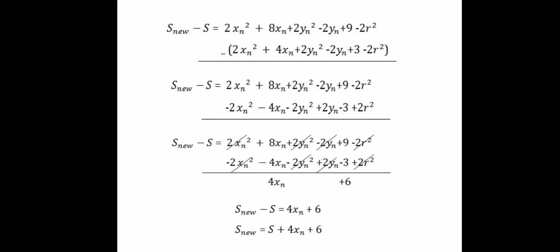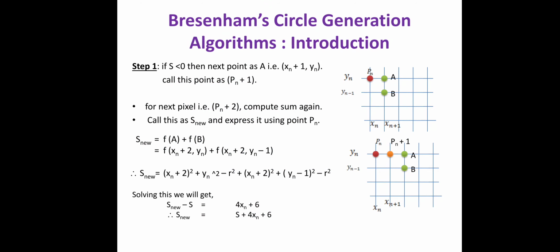So S will become plus on this side. The equation will become S nu is equal to S plus 4xn plus 6, when you are choosing your first point as A. So in this way the equation will become S plus 4xn plus 6. This is for the new S. New S means first of all you have to find out the value of S. Depending on that value of S, you are finding the next point, whether A or B. So when you are selecting A, then I will call it a new S. That is again a decision variable that is going to find out the next point for your circle.